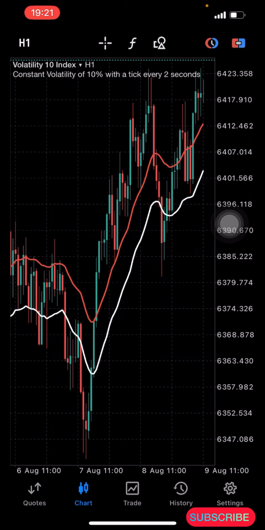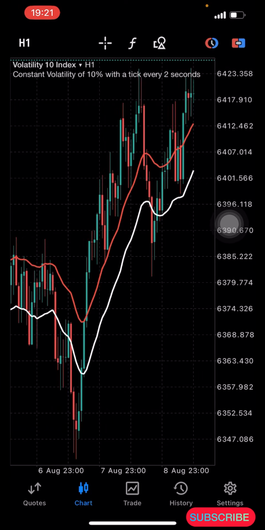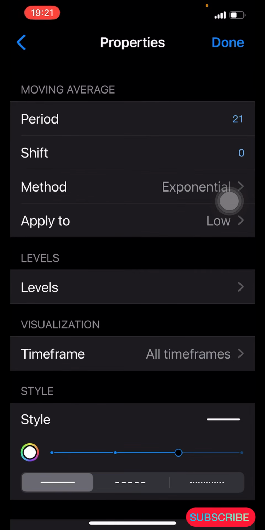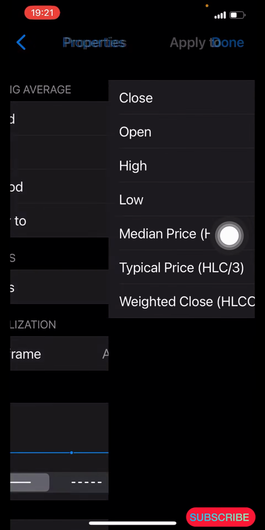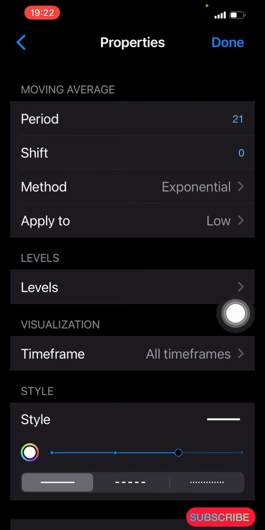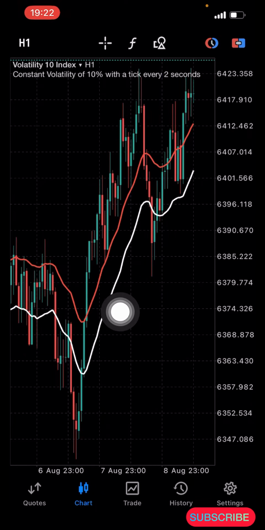Now before I explain how the strategy works, let me quickly share with you guys these two indicators you are seeing on the chart right now. We are going to first of all click on this F icon here. After clicking on that, the first indicator we have here is moving average. Search for moving average. The period is 21, shift is 0, method is exponential, apply to is low. The level, you leave it as it is, time frame, all time frames. You make the color white or any other color you want. After that you click on done. You're going to have this white moving average added to your chart.